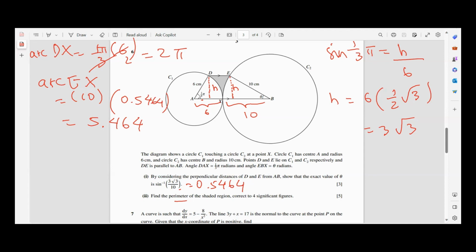To find the DE, we have to find this one first using trigonometry. This one and this one. For this, we can find it using cosine. So cos of 1 over 3 pi, let's say this is x, this is y, equals x over 6. So 1 over 3 pi, for 60 is half. So x equals 3.